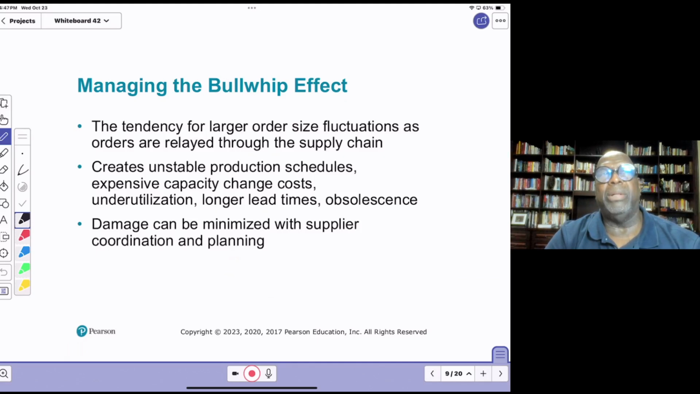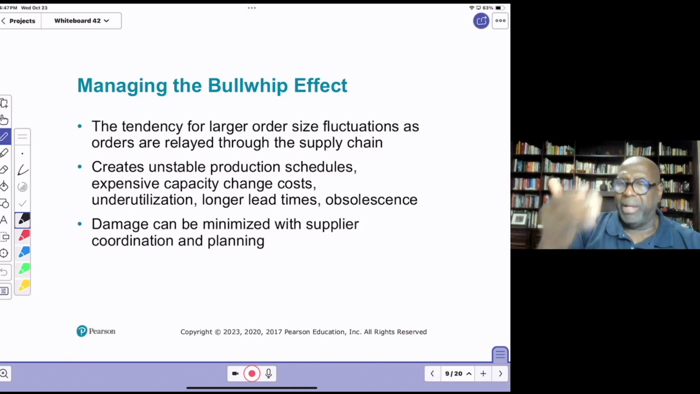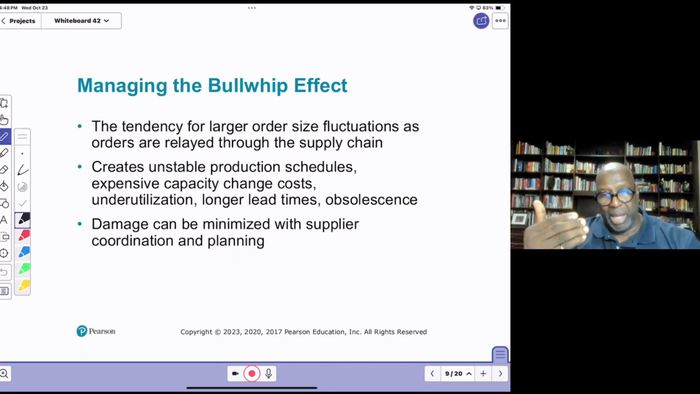Well, what happens is in a supply chain, each stage is dependent on the next stage for information. So your retailers depend on your customers in terms of their purchase, the demand. Then the distribution center relies on the retailers, and then the manufacturer is relying on the distribution centers. Then the supplier is relying on the manufacturer. So you can see what happens now.